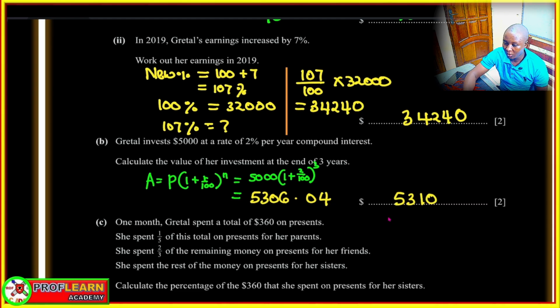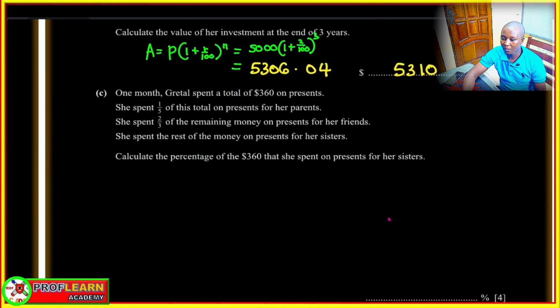Then we can also look at the next question in part C. One month, Greta spent a total of $360 on presents. She spent 1/5 of her total on presents for her parents. She spent 2/3 of the remaining money on her friends, and she spent the rest of the money on presents for her sisters. Calculate the percentage of this amount, $360, that she spent on presents for the sisters.